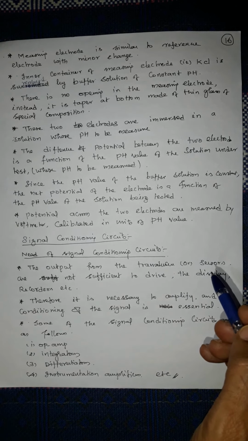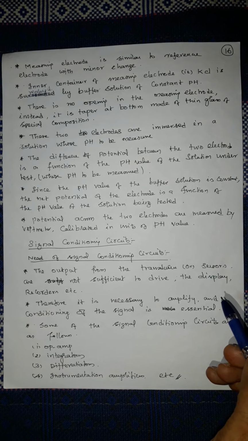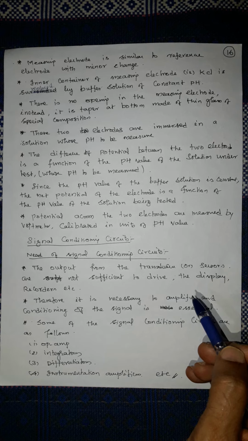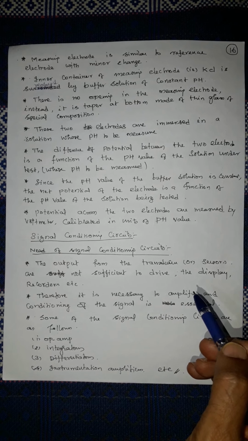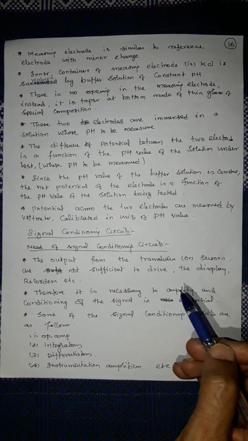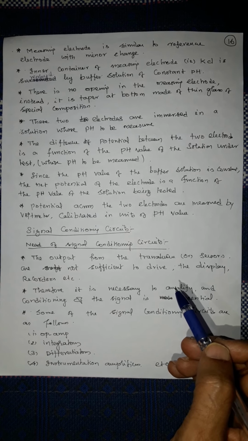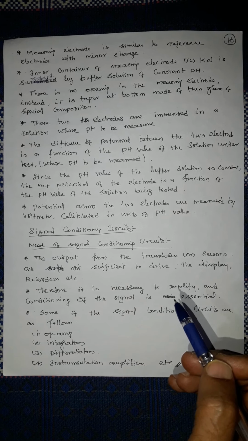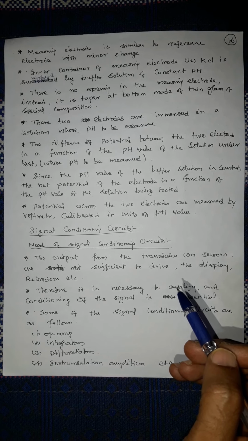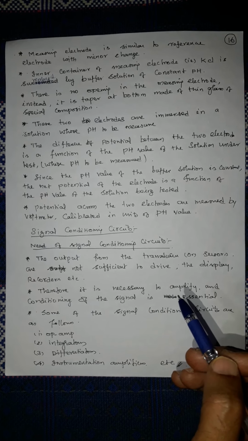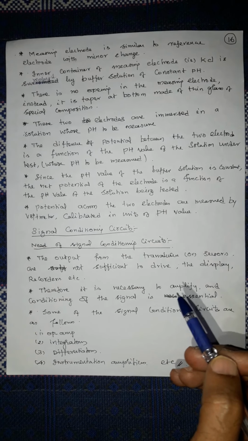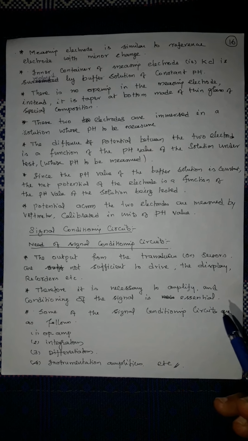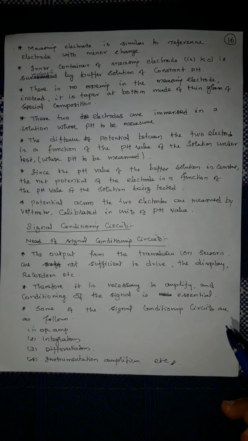Usually the output from the transducer or sensors is not sufficient to drive the display or recorders. The output from the sensor or transducer is at a very low voltage and gives only a low current. Therefore we have to amplify it. The magnitude is very small and it is combined with noise, so we have to condition the signal, filter it, or remove the noise. That is called signal conditioning. Therefore it is necessary to amplify, and conditioning of the signal is essential.